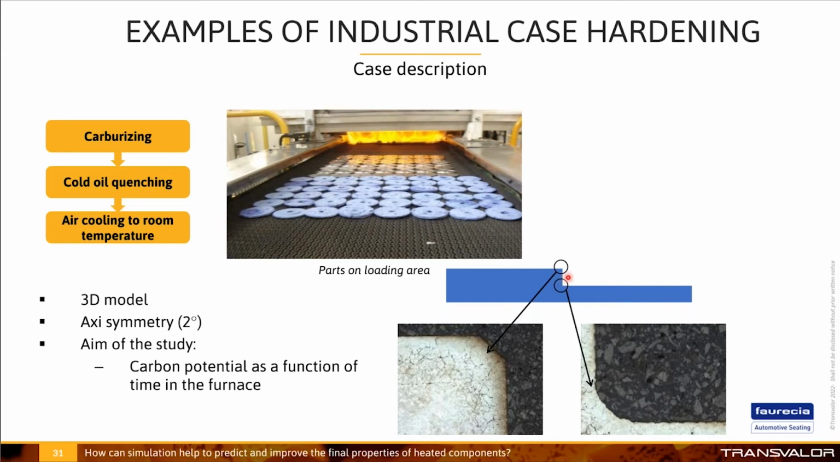Here we see the carbon distribution in these two positions, in this corner and in this corner. We can notice here that the upper corner is richer in carbon than the lower corner. And now, thanks to the simulation, we will measure the carbon potential as a function of the heating time in the furnace.